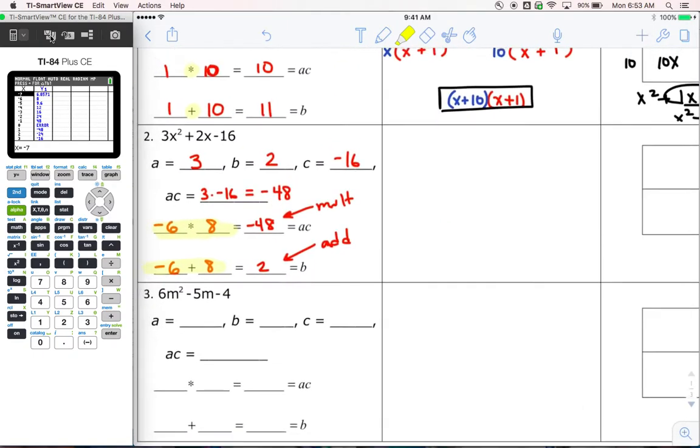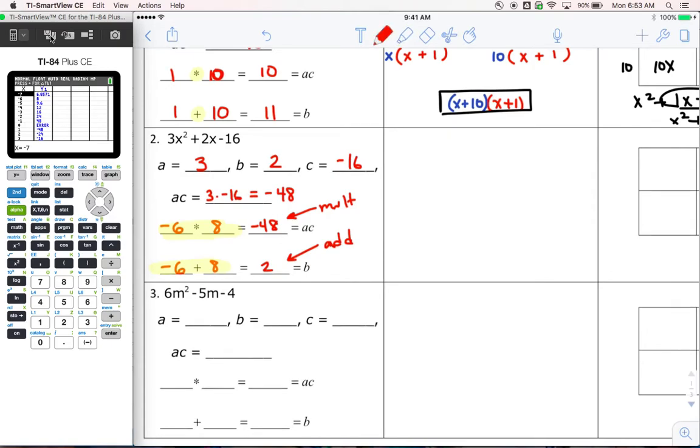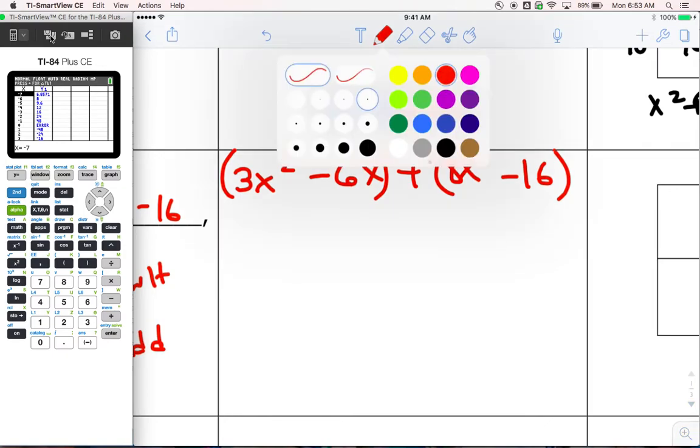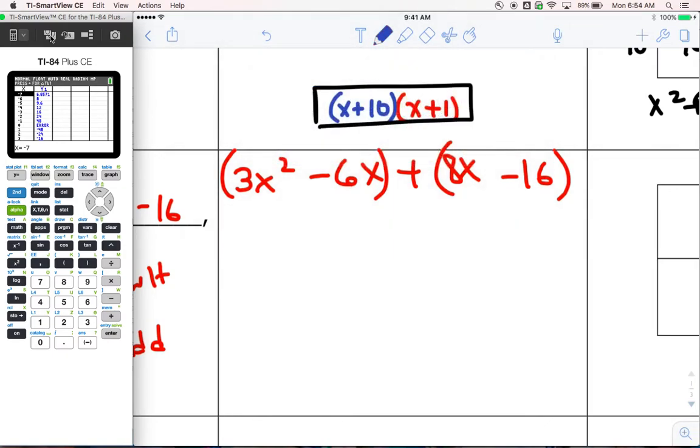Now, what do you do with these numbers again? Let's talk about that. Well, we keep the 3x squared and we keep the negative 16. And then the numbers in the middle are these highlighted numbers we just figured out, the magic numbers in this case, right? So minus 6x plus 8x. And now we make our groups. All that figuring out was so we can write 4 terms instead of 3. Remember, this is reverse distribution, so we're actually trying to make more terms rather than combining terms.